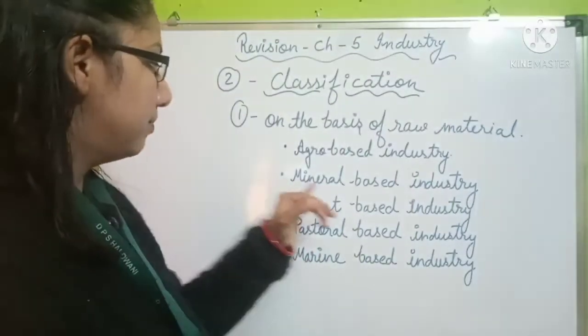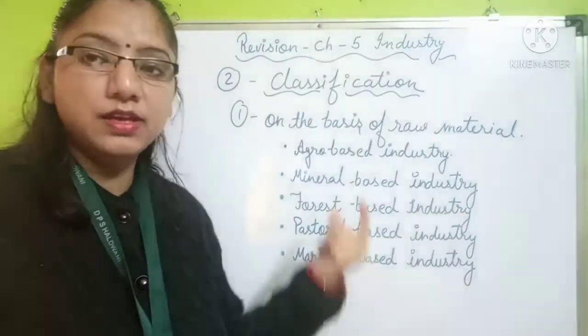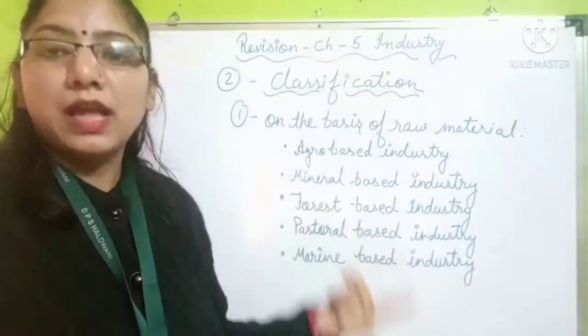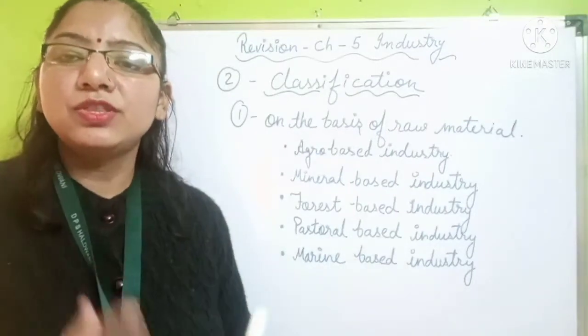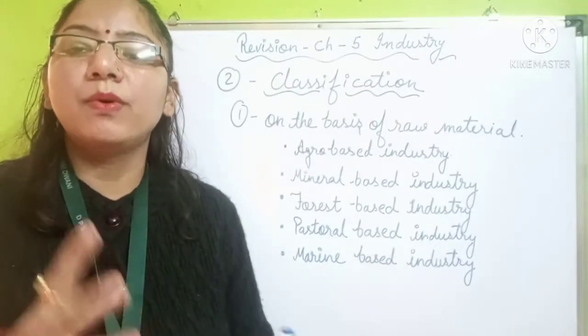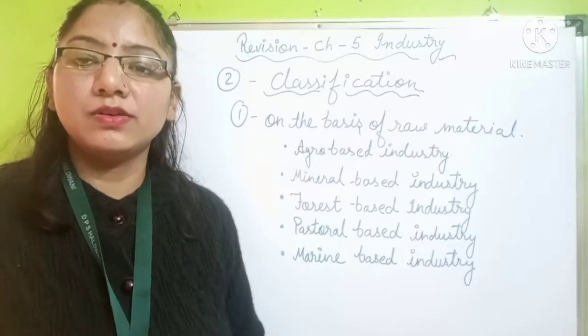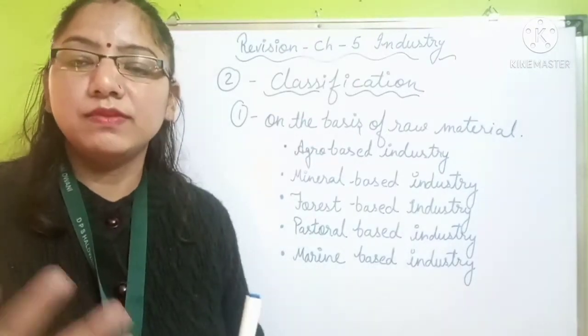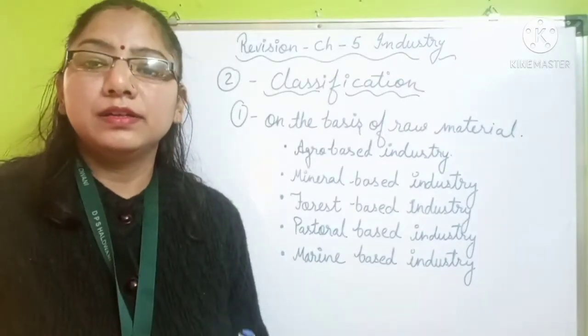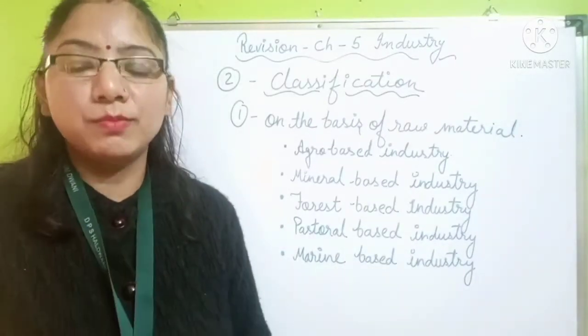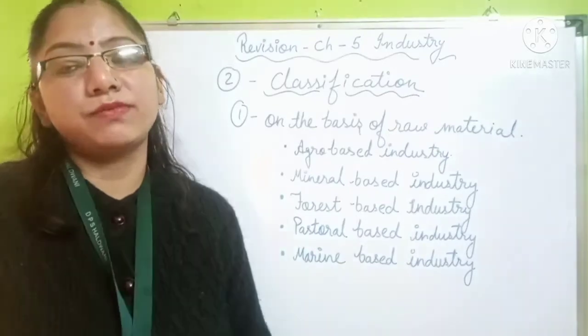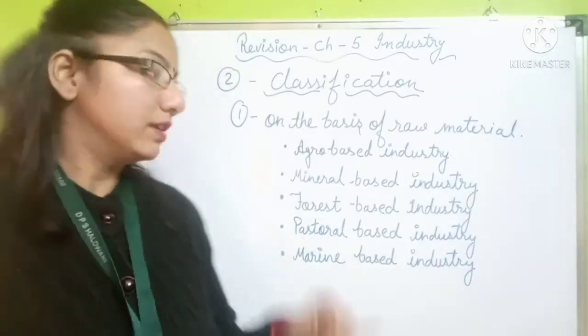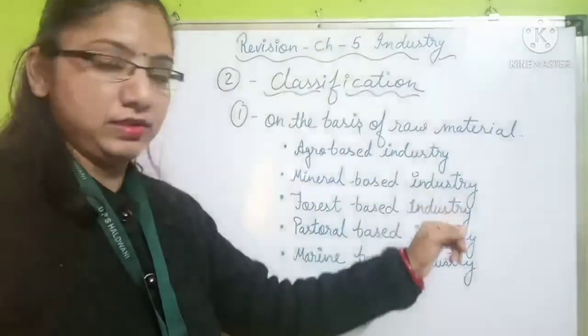And second is the mineral based industry. As the name shows, minerals like ores, in which the industry depends upon the mineral ores like iron ore and gold, diamond, all these types of minerals, even petroleum, and the manufacturing of machineries, and all these types of things are coming under the mineral based industry.